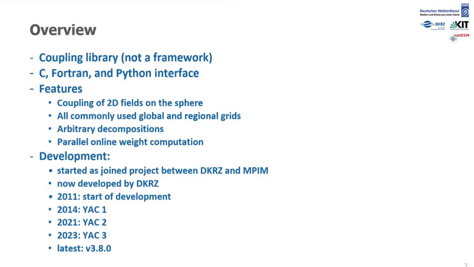YAC itself is written in C, but we have C, Fortran, and Python interfaces. Basic features are the coupling of 2D fields on the sphere. We support all commonly used grids, regional and global. We support any decomposition; they do not have to match between the components you want to couple. And we have a very strong parallel online weight computation, meaning you do not have to provide any weight files. During initialization, we will compute everything that is needed for the coupling.